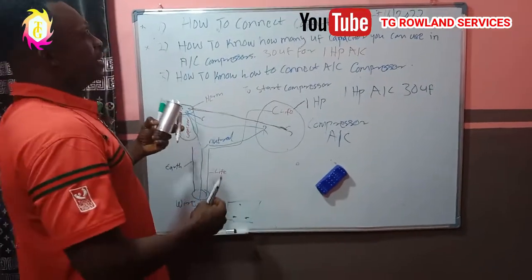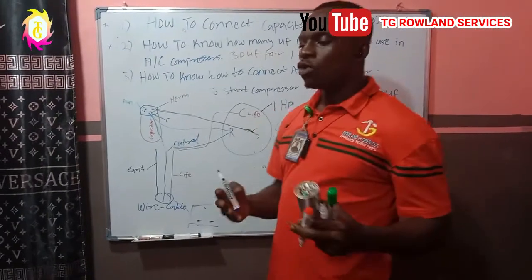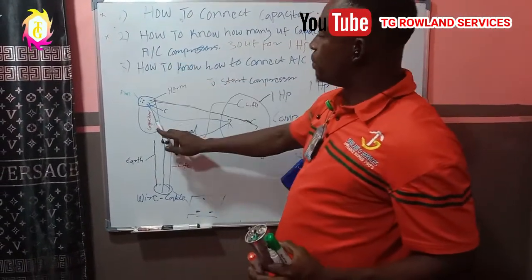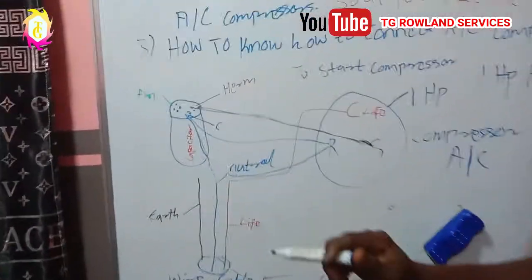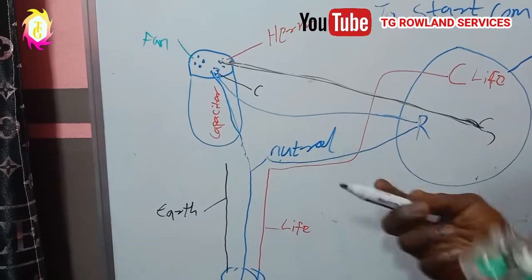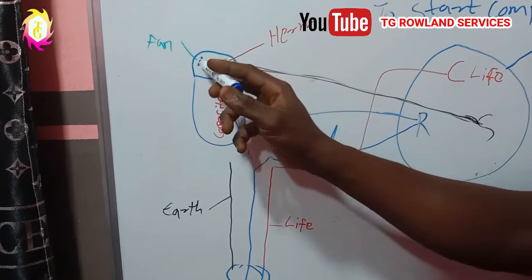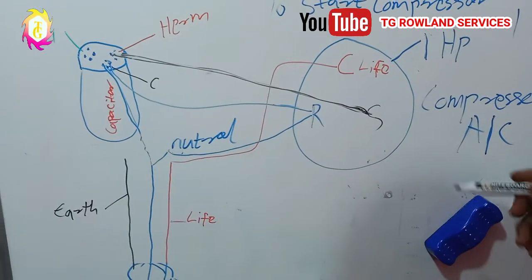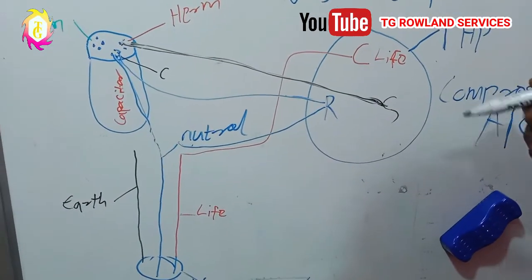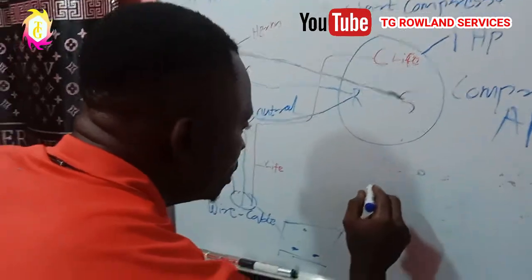So try to understand whatever we have learned today. You have come to understand that a capacitor has 3 clips. They call it 3 clip. Some capacitors out there can be 2 clip, but a normal capacitor is 3 clip. This one, we did not connect it because we don't have the fan motor here. But I want to draw the fan motor for you to understand how to connect the fan motor in this place. So let's see how it goes. All right, this is a fan motor.